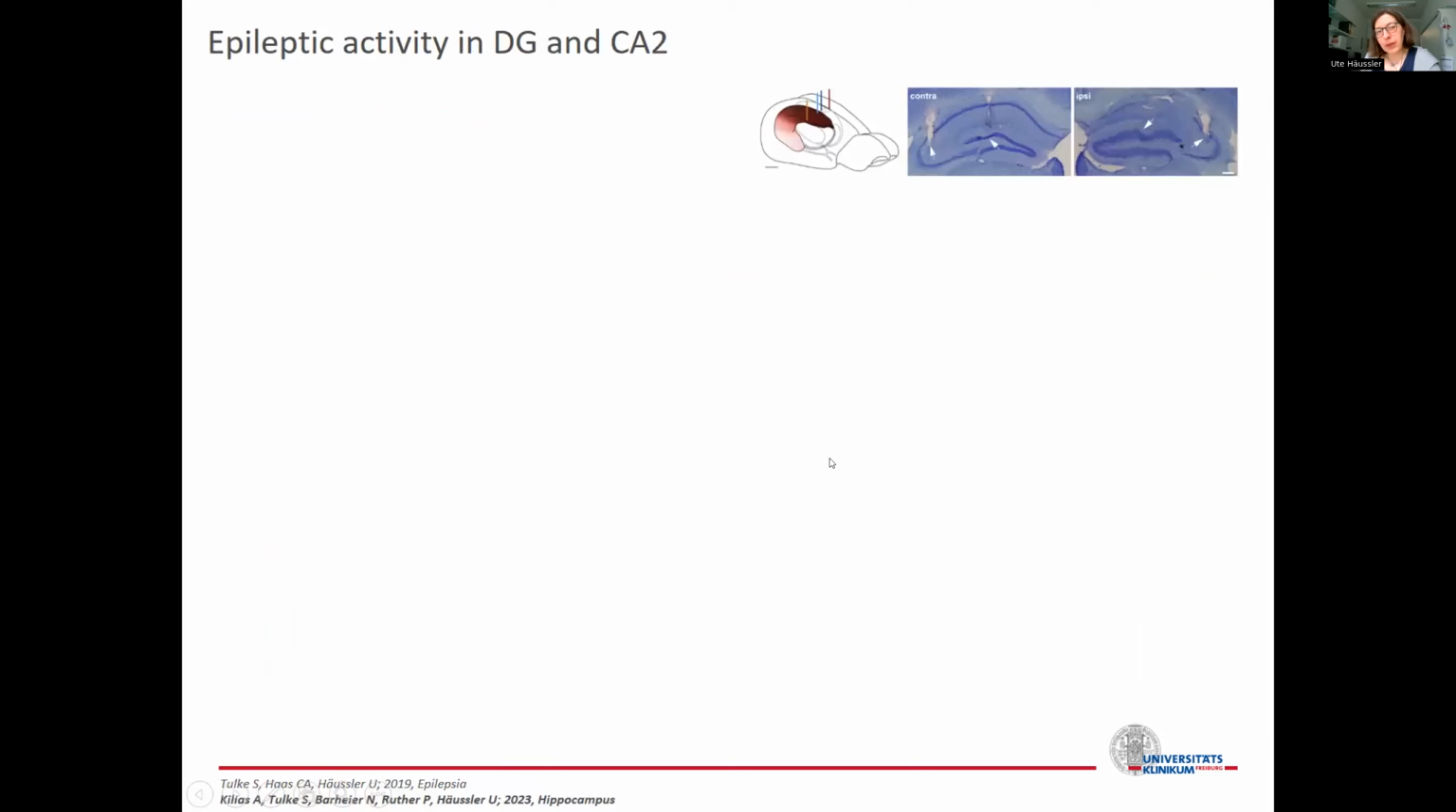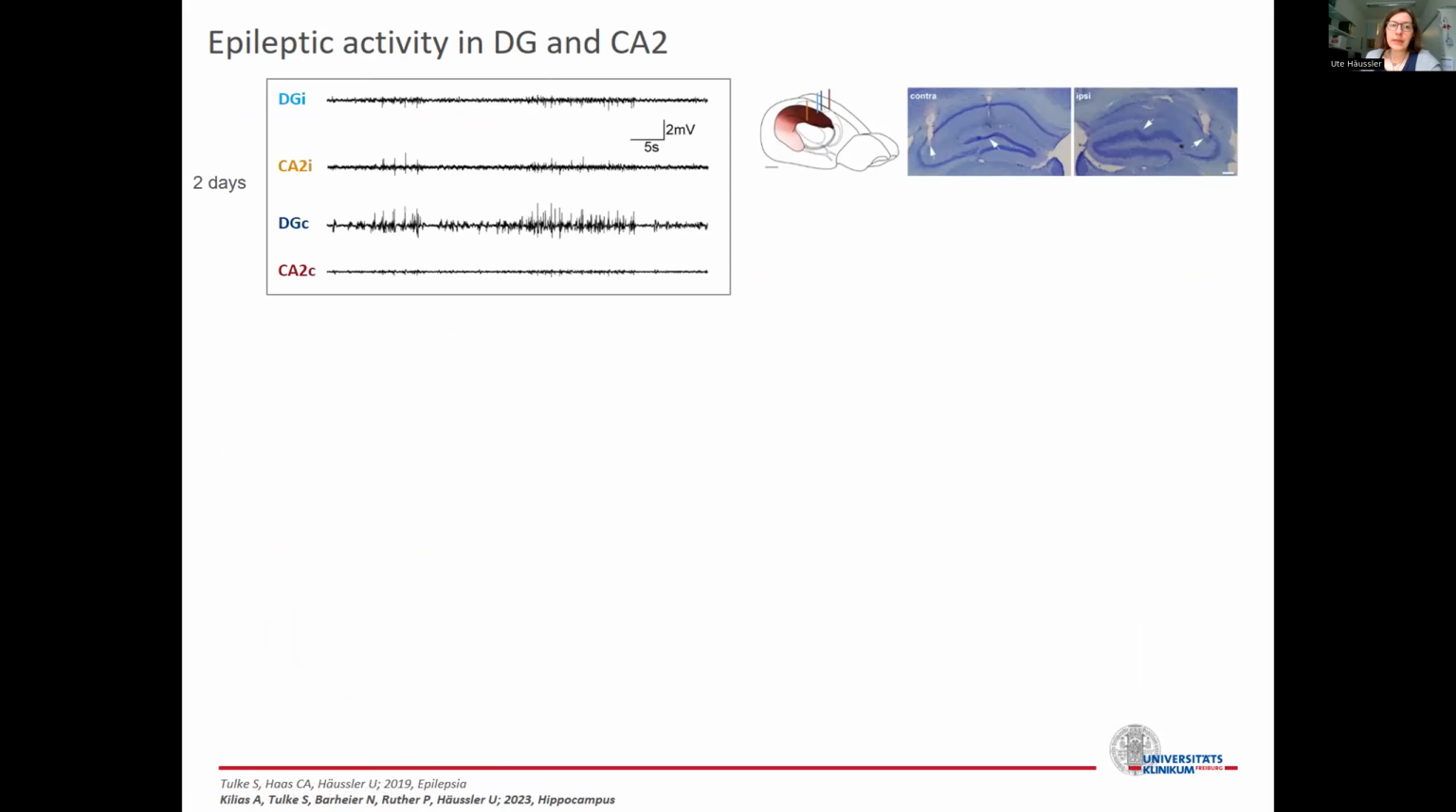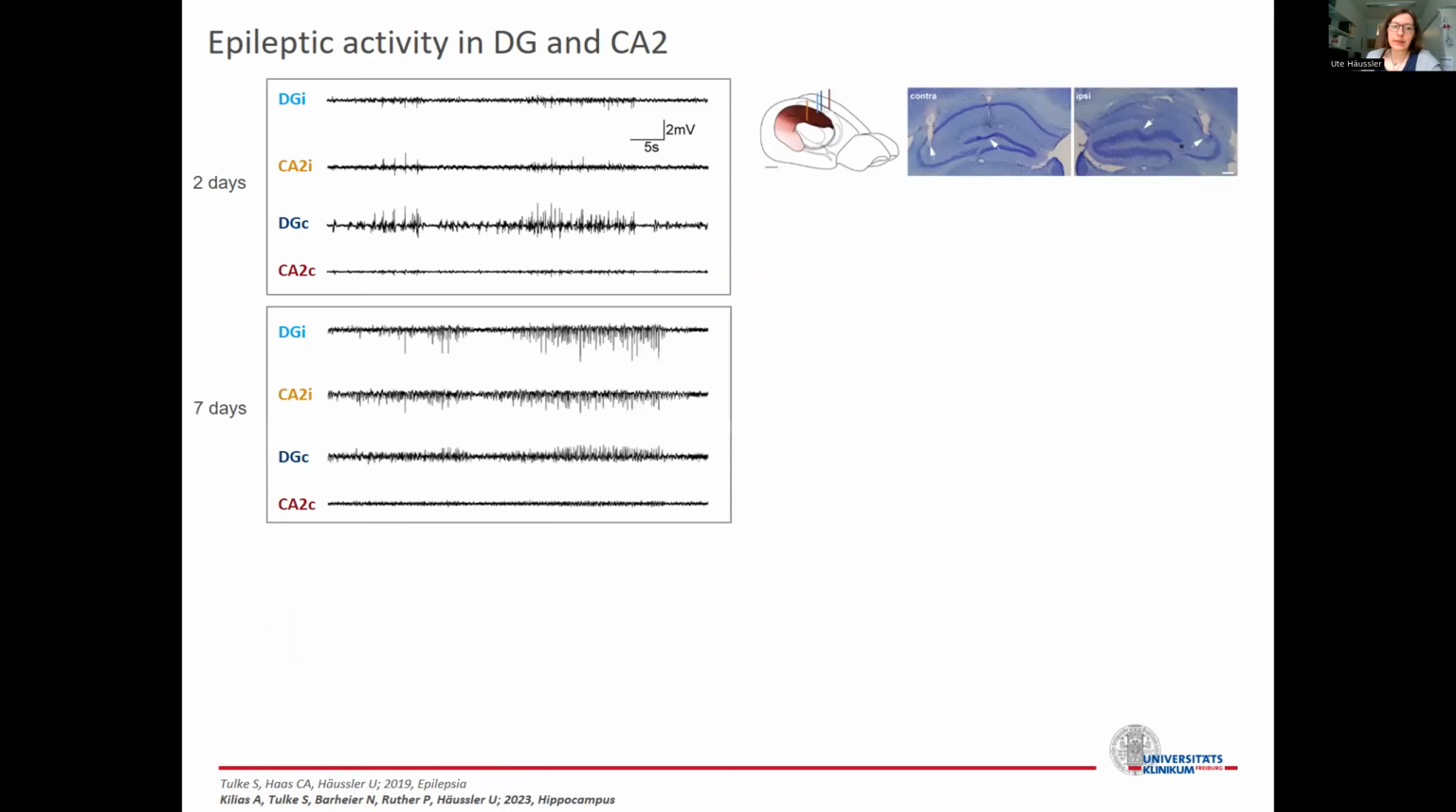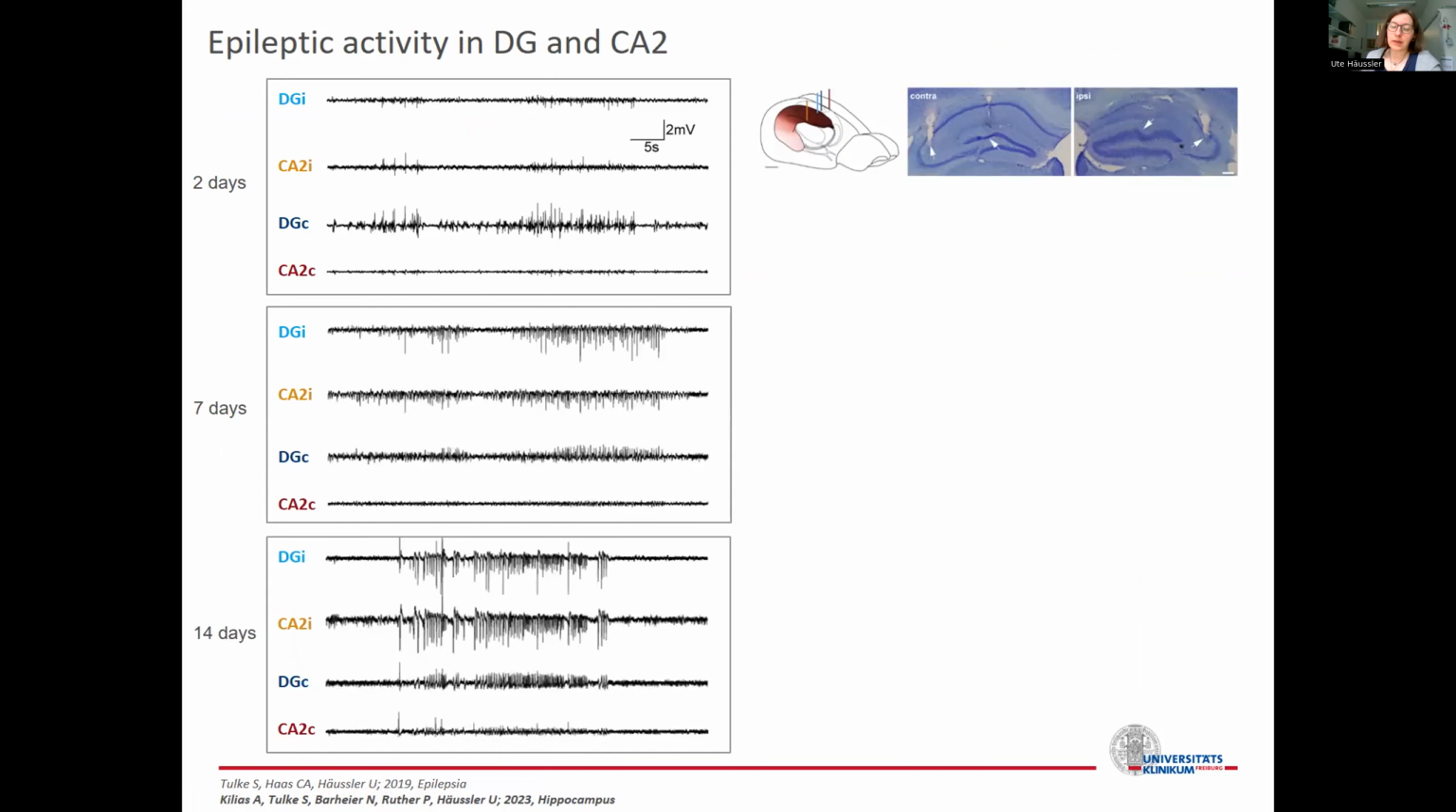Now, in the current paper, we were investigating the epileptic activity in this model. So we implanted electrodes into the dentate gyrus and CA2 of both hippocampi, and recorded at 2 days, 7 days, and 14 days, and in some mice also at 21 days after kainate. And what we saw was that already early after kainate injection, we see these little epileptiform spikes on the dentate gyrus trace, on CA2, and also in both hemispheres.